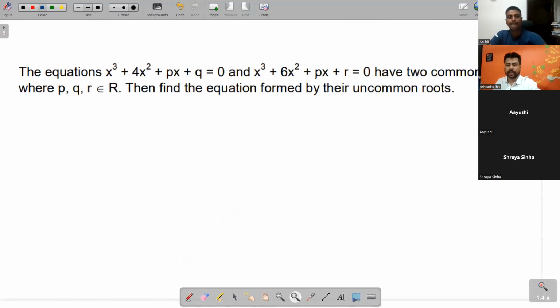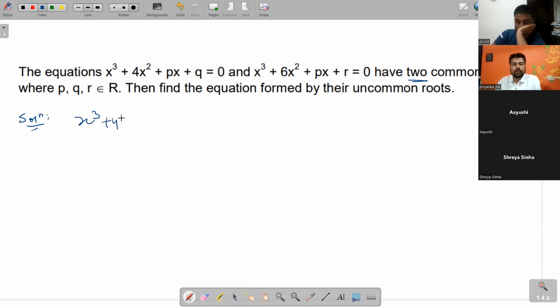See, this question I'll solve. Don't worry. See, question says that these two equations have two common roots. These are cubic equations, so they will have three roots. Two of them are common, so both will have one uncommon root as well.